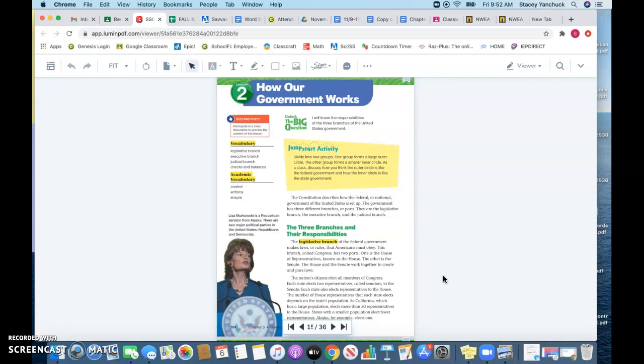The nation's citizens elect all members of Congress. Each state elects 2 representatives called senators to the Senate. Each state also elects representatives to the House. The number of House representatives elected in each state depends on the state's population. So California, which has a large population, elects more than 50 representatives to the House. States with a smaller population elect fewer representatives. Alaska, for example, selects 1. Even though Alaska is a very big state, it only has a small population.